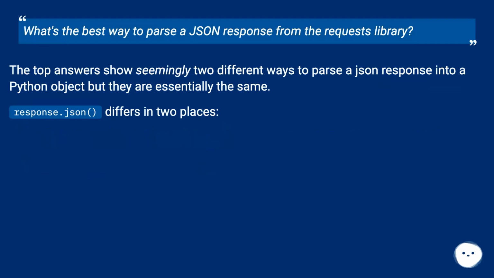What's the best way to parse a JSON response from the requests library? The top answers show seemingly two different ways to parse a JSON response into a Python object, but they are essentially the same. response.json differs in two places.